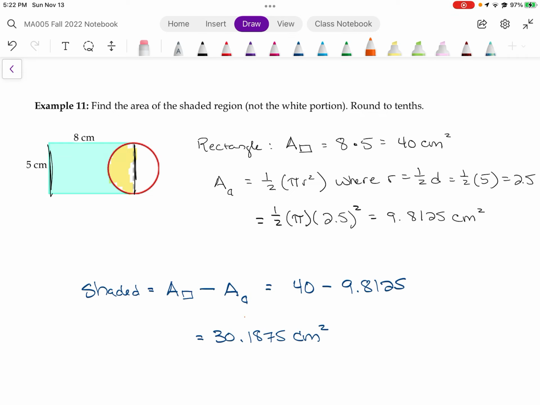So the tenths is here. What is the 8 going to do to that? It rounds it up to a 2. So we get 30.2 square centimeters. So the key here is that you remember to subtract the semicircle that got chopped out of there.